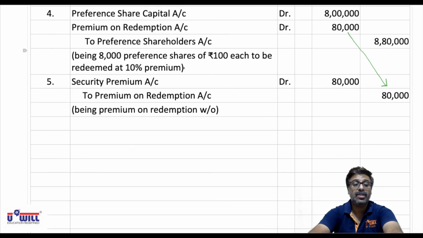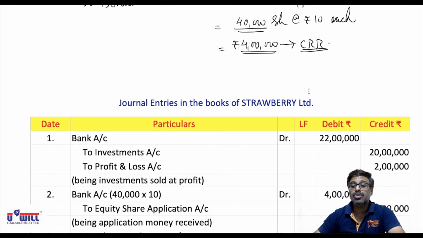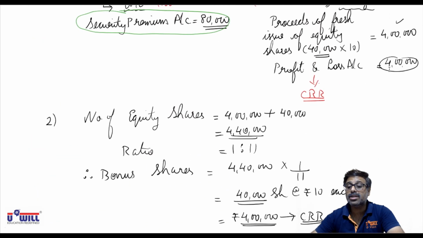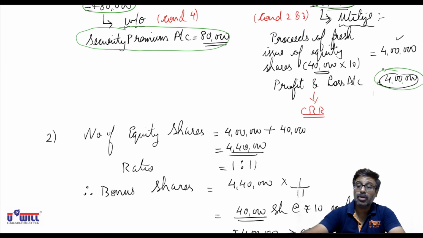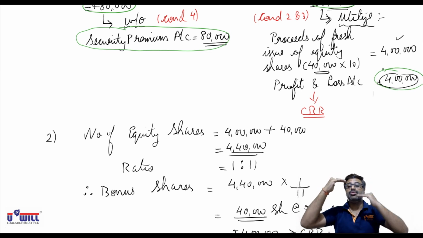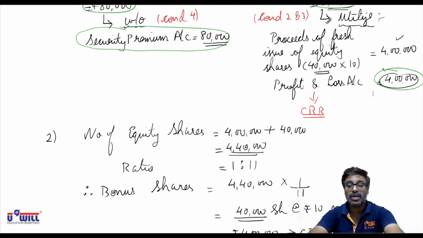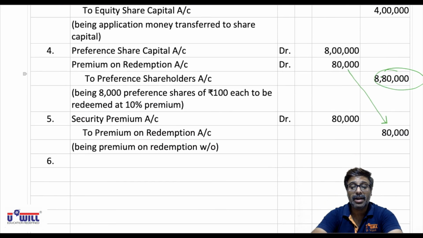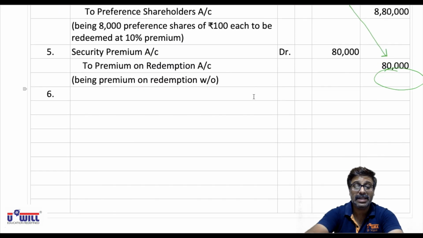Then after writing off the premium, we'll transfer the profits to capital redemption reserve. So what profits we have to transfer to capital redemption reserve? 4 lakh rupees. Because 4 lakh of share capital is already issued and raised. The remaining 4 lakhs we have to transfer from P&L to capital redemption reserve so that total capital remains intact.